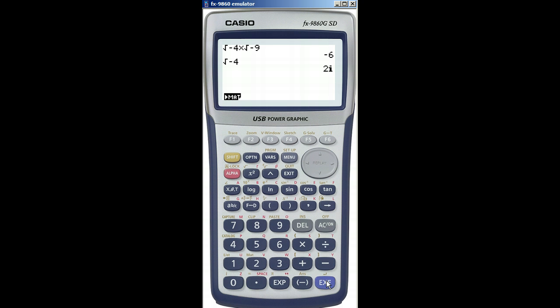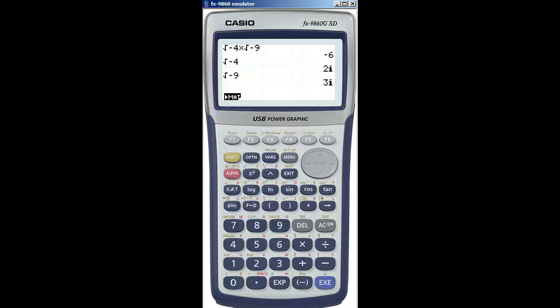There's the reason. The square root of negative 4 is 2i. And the square root of negative 9, you guess, is 3i. And we all know that 2i times 3i is negative 6, because it's 6i squared. So what's the upshot of all of this?